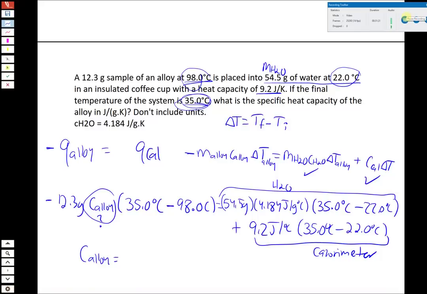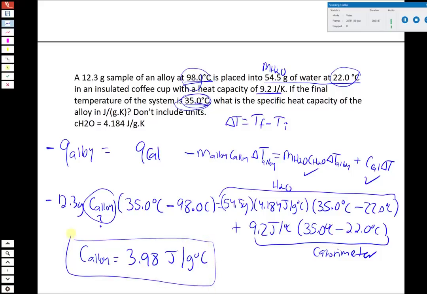Alright, so what I got for solving for this unknown is 3.98 joules per gram degree Celsius. As I said, in this one we have to make sure we include the terms for both the water and the heat capacity of the calorimeter. These are the numbers for the water: 54.5 grams, heat capacity, delta T. Same delta T, but a different heat capacity of 9.2 in this case for the calorimeter. Remember, there's no mass term in here because this is a total heat capacity of just joules per degree Celsius, no mass involved. So assuming I did my algebra correctly, this is the heat capacity you would get for that alloy, 3.98 joules per gram degree Celsius.